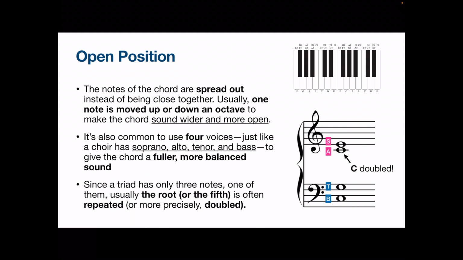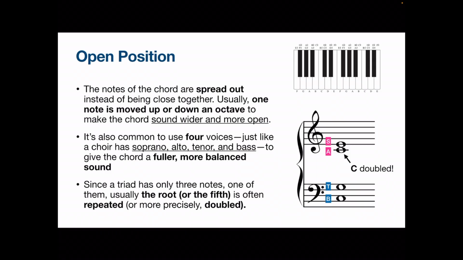It's also common to use 4 notes, just like a choir has 4 different voice parts, which are soprano, alto, tenor, and bass. Soprano is the female high voice, alto is the female low voice, tenor is the male high voice, and bass is the male low voice. This gives the chord a fuller and more balanced sound. So the wider the range, the more enticing it sounds, let's say.